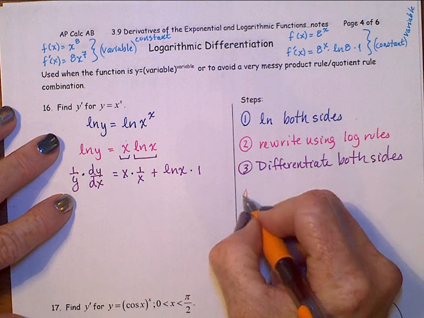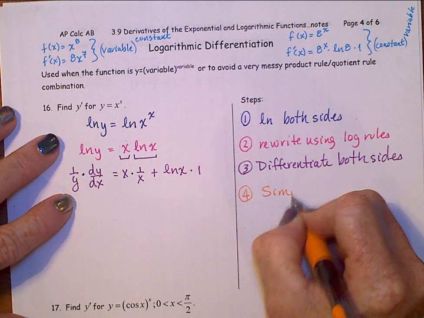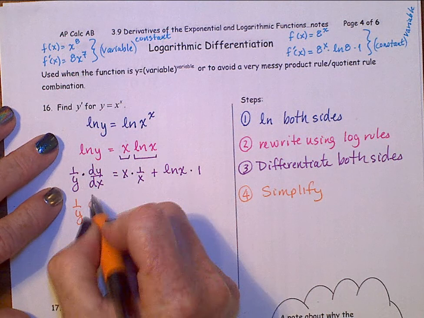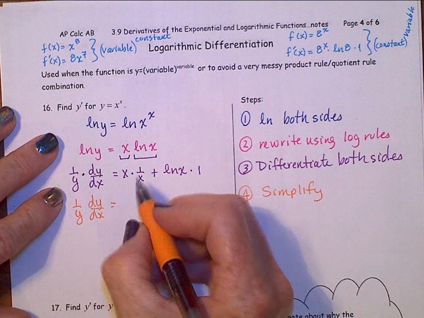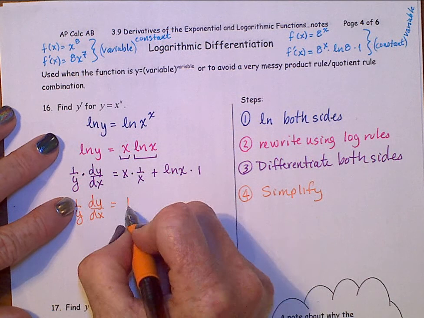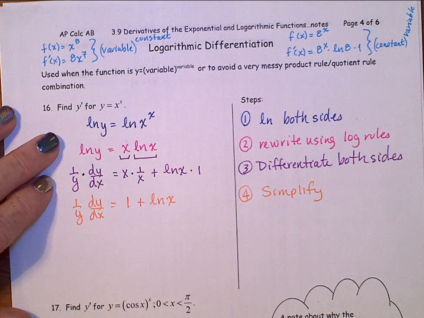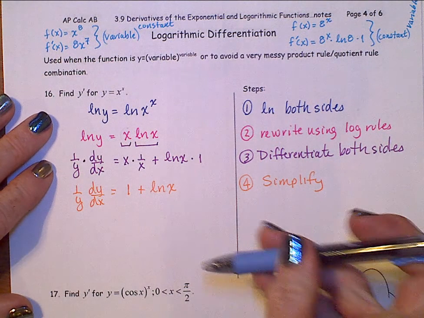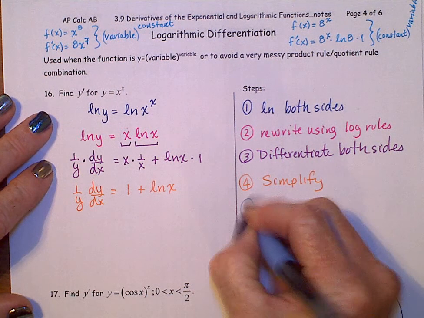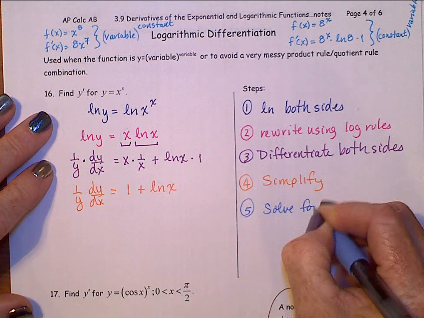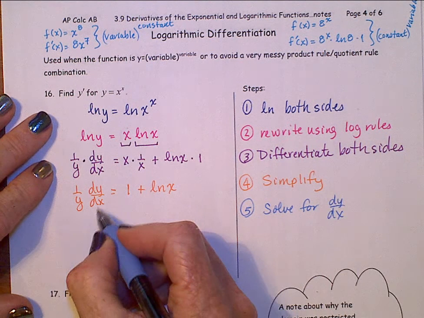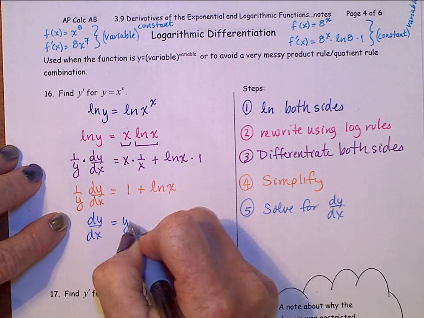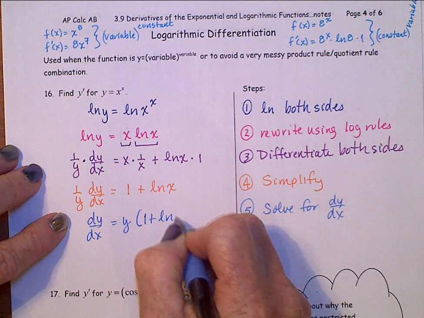Then simplify, and this left side, 1 over y, dy dx equals on the right side, x times 1 over x, that's 1, plus a natural log x. The next thing then is to solve for dy dx. And in this case, I'm just going to multiply by y. dy dx equals y times 1 plus the natural log of x.